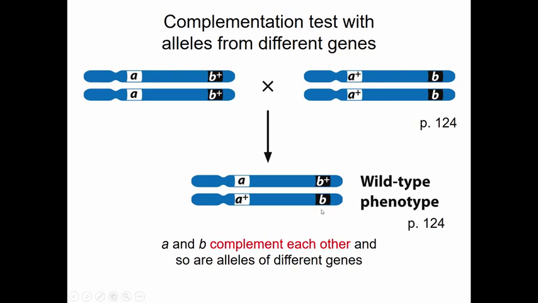Over here, the bottom chromosome is mutant for B, but the top chromosome complements it because it's wild type for B. So again, you are a heterozygote, and so you are heterozygous for both A and B, and you show the wild type phenotype there.